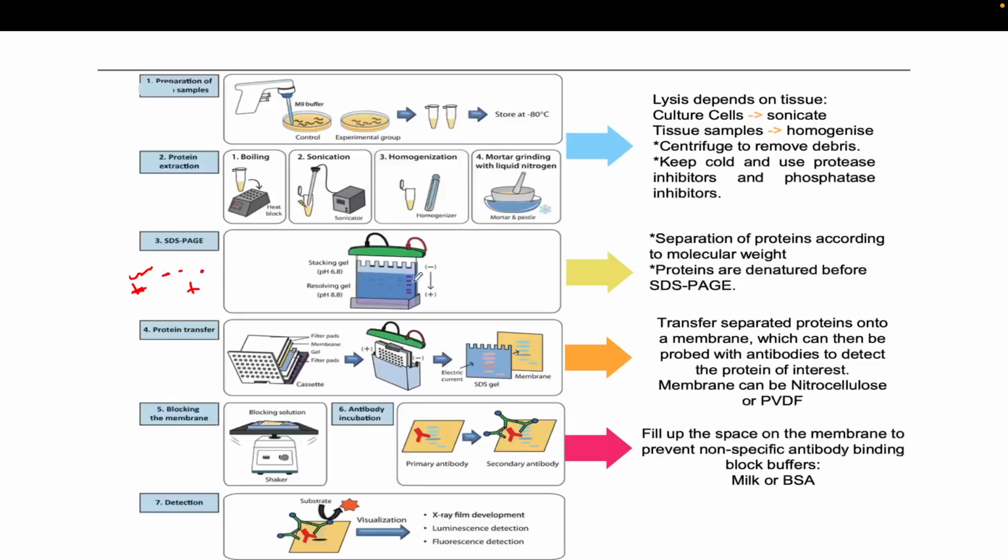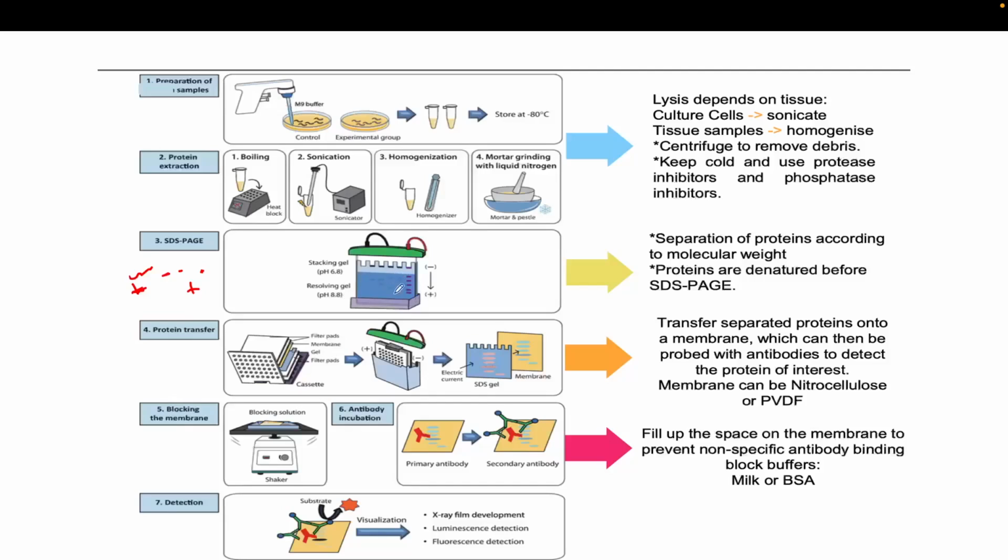Now when you run it on this polyacrylamide gel, the proteins will migrate based on molecular weight, not on the basis of charge. Suppose the molecular weight is higher, then it will migrate slowly. If the molecular weight is very low, then it will migrate fast.